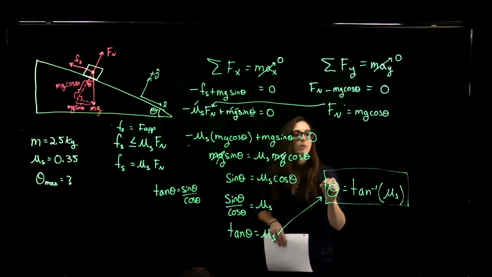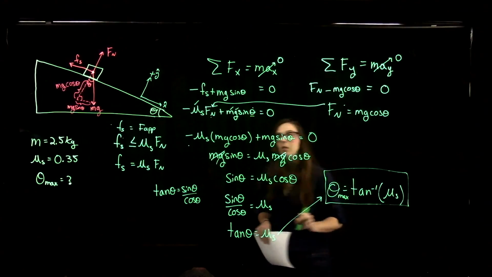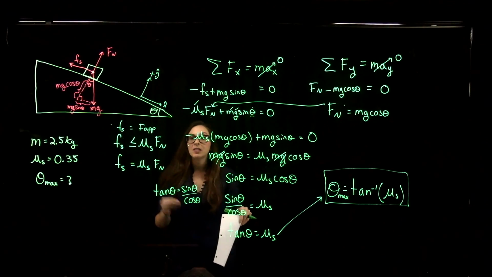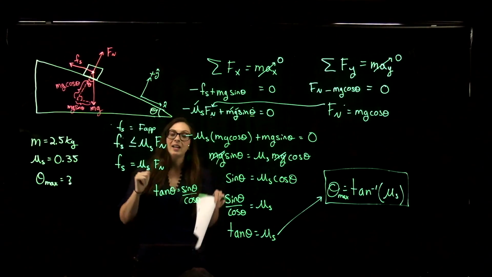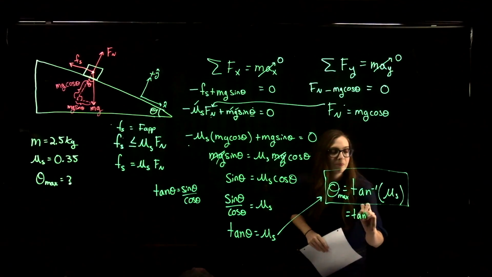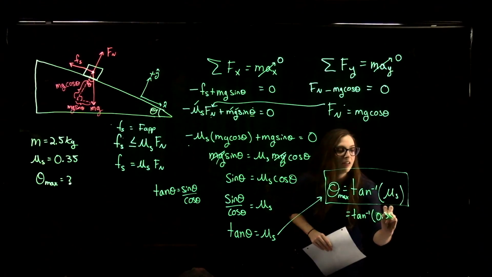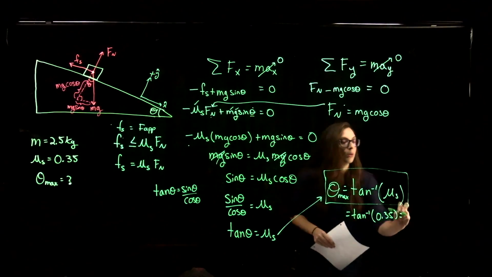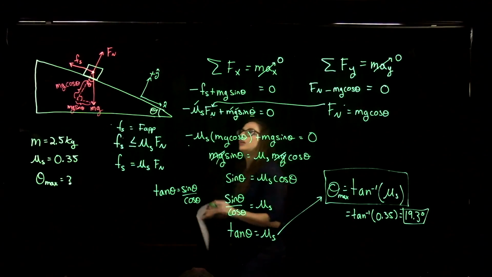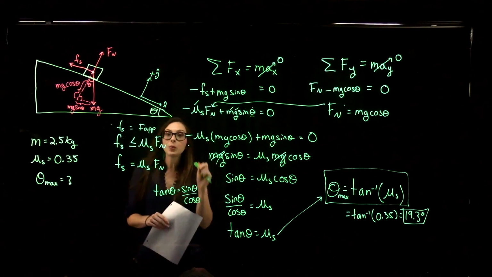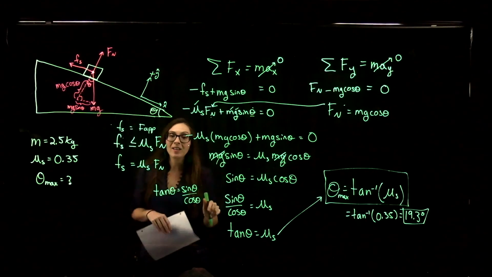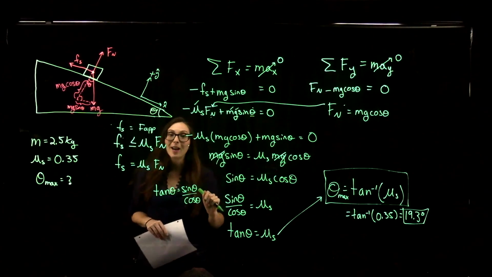This is the maximum angle that we can get to before our object overcomes that coefficient of static friction and is going to start sliding down the ramp. Okay, so we'll just plug in the numbers. Inverse tangent of 0.35, that's going to be equal to 19.3 degrees. We can incline that plane to 19.3 degrees. Once we achieve 19.3 degrees, then any angle that we go beyond that, our block is going to start sliding down the plane.